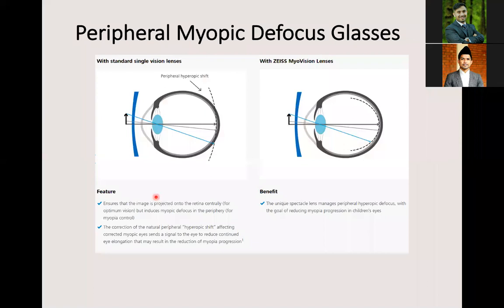And now I will be talking about how the peripheral myopic defocus glasses decrease the myopic progression. We can see in this first picture, this is normal glasses, isn't it? It is single vision glasses. And I have taken this Zeiss MyoVision glasses, which decreases the hyperopic defocus. Now let's talk about this.